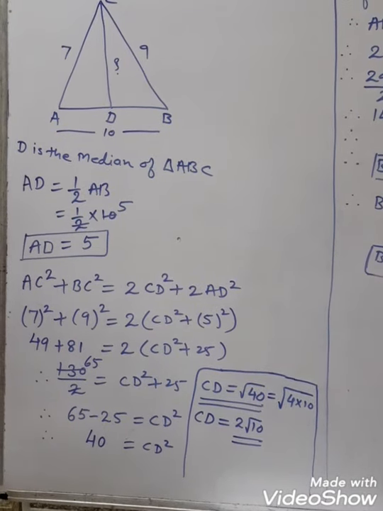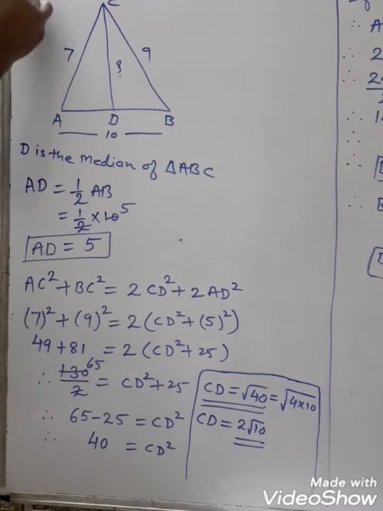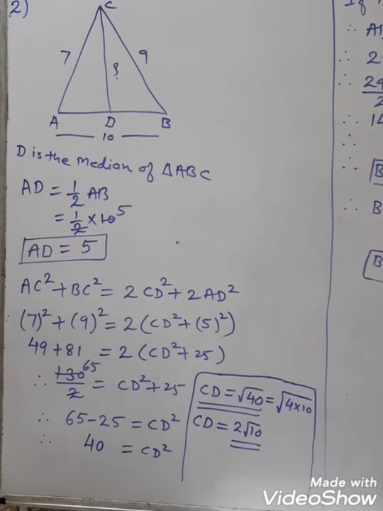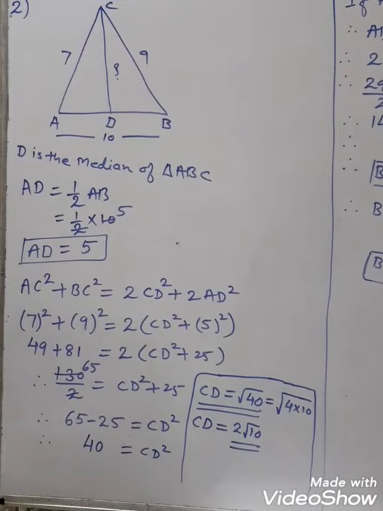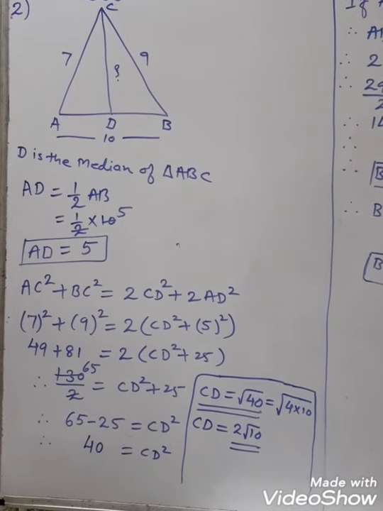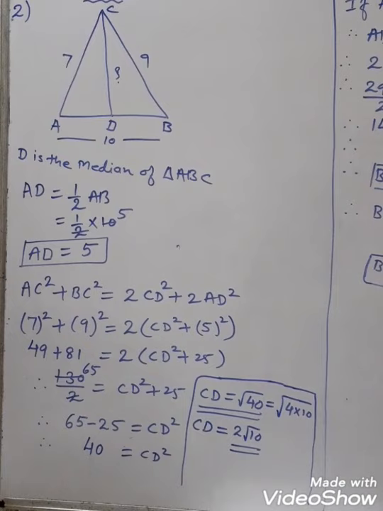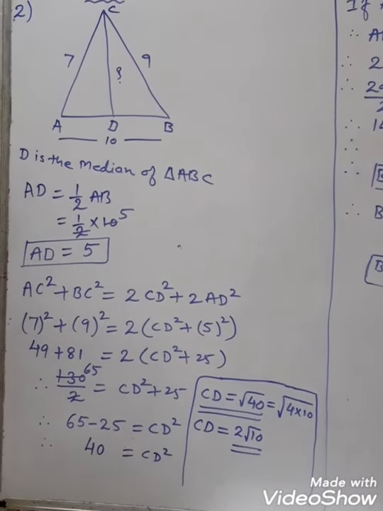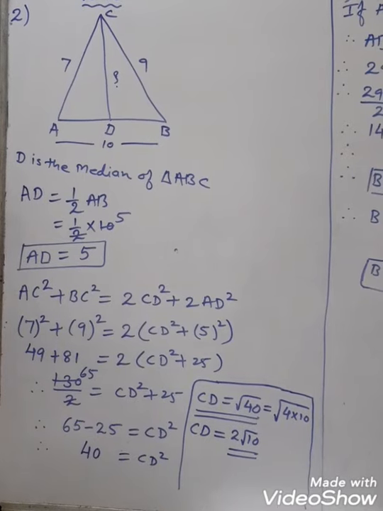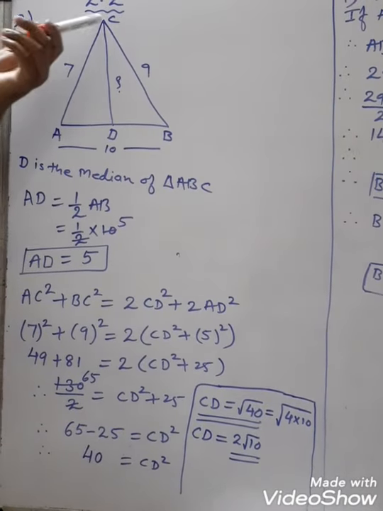2.2, second one. In the last video I showed you how to find this type of sums with the Apollonius theorem. So in the second one also we use the Apollonius theorem because we have to find the median. Find the length of the median drawn from the point C to AB.